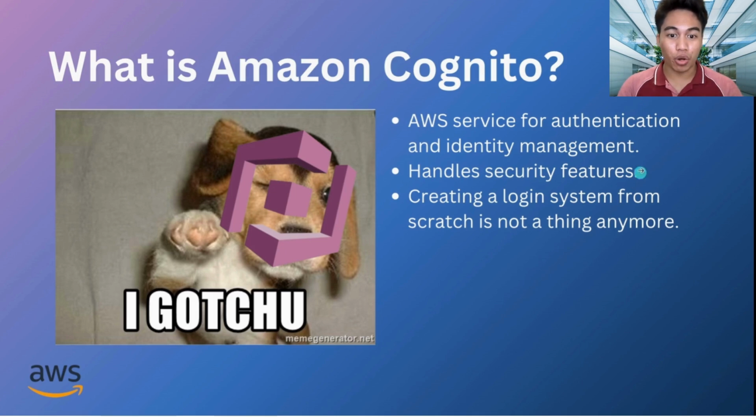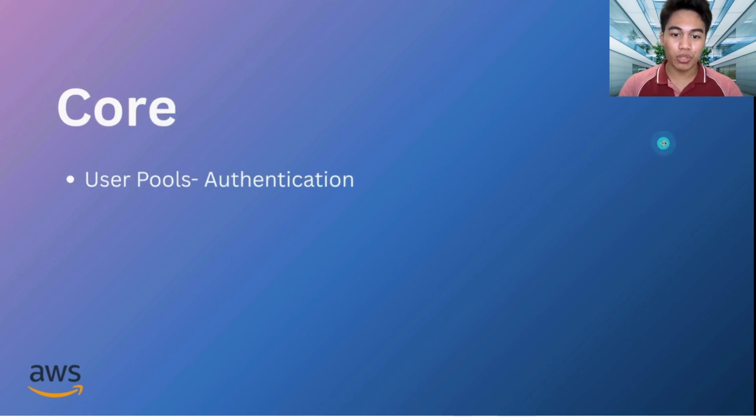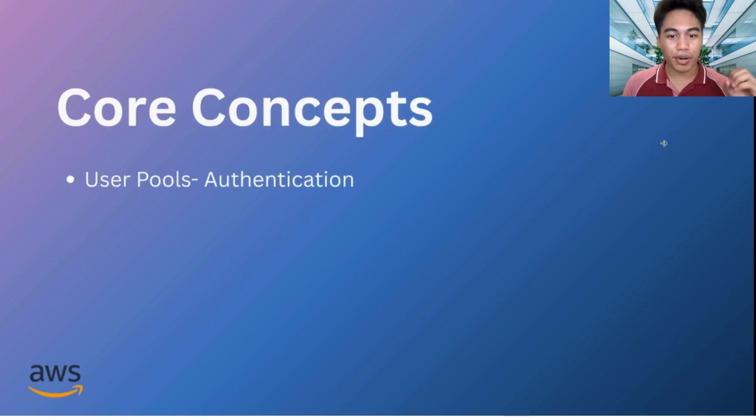Next, we have the core concepts. First, we have user pools, or authentication. This part handles everything about who you are. Okay? It manages user sign up, sign in, and verification before giving access. Cognito also supports social logins like Google, Facebook, and Apple, and can even allow guest access when needed.